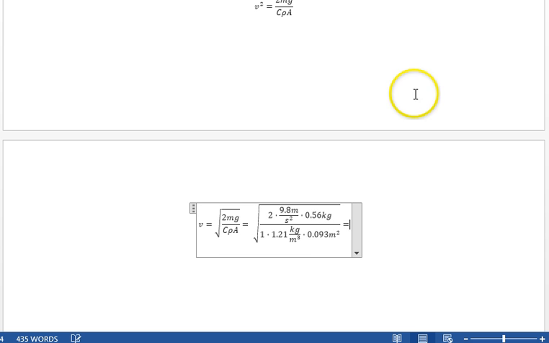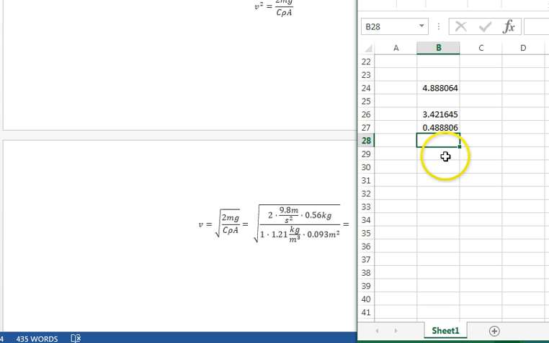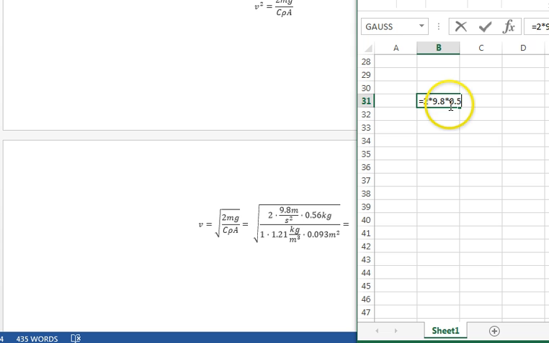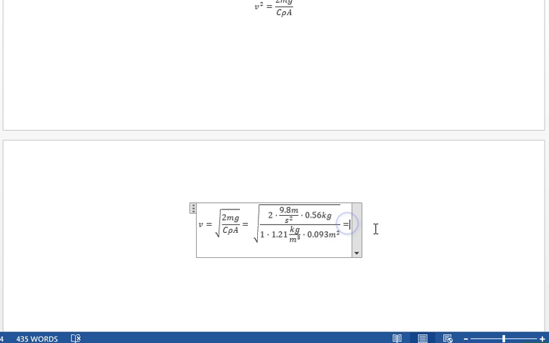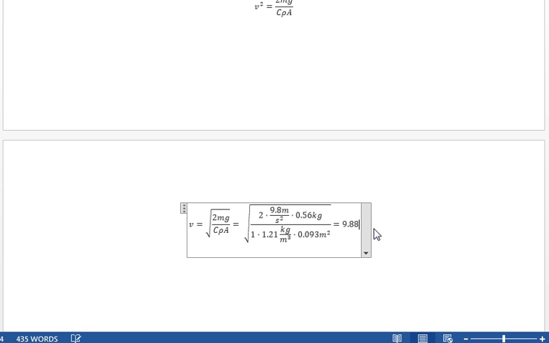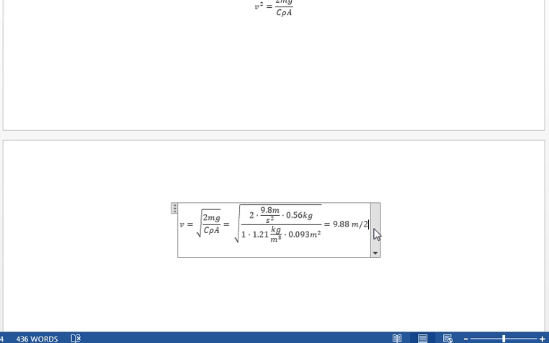Okay, let's see if we can actually calculate all that without making any serious mistakes. So I'm going to just start by calculating the numerator, 2 times 9.8 times 0.56. And then the denominator, 1 times 1.21 times 0.093. I'm going to just then take the square root of the ratio. So 9.88. It should be meters per second, right?